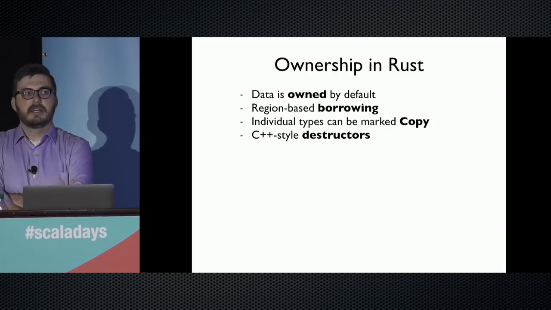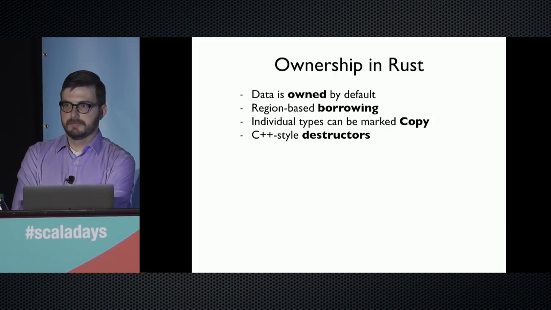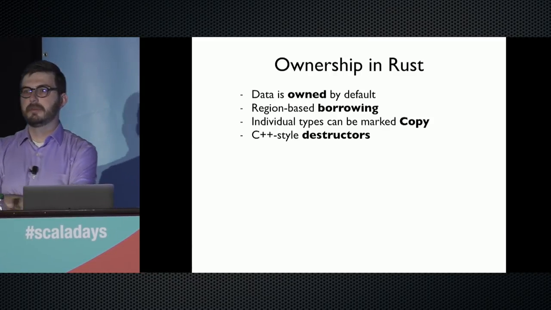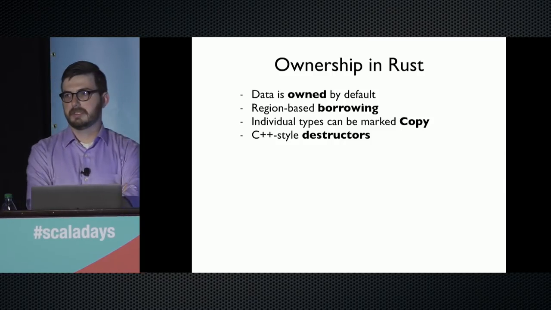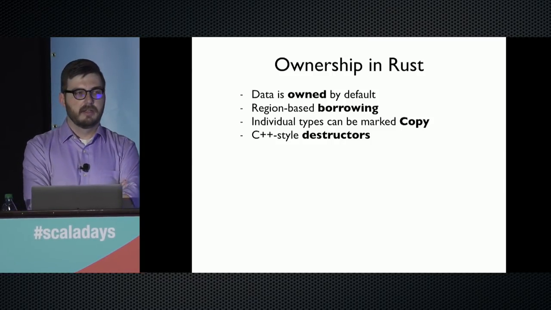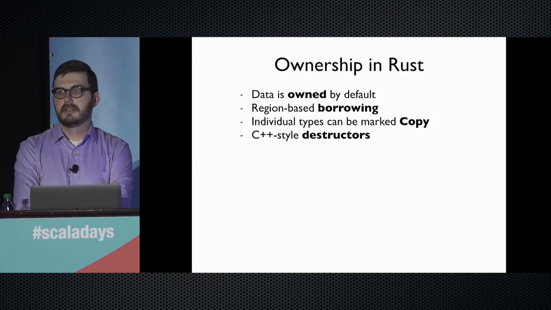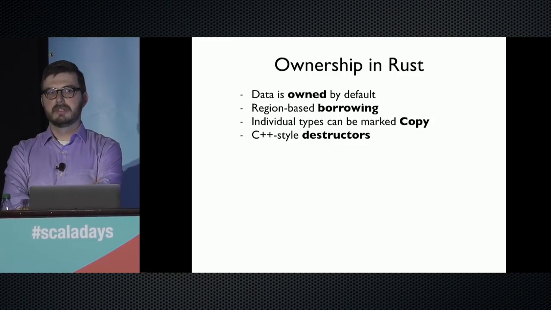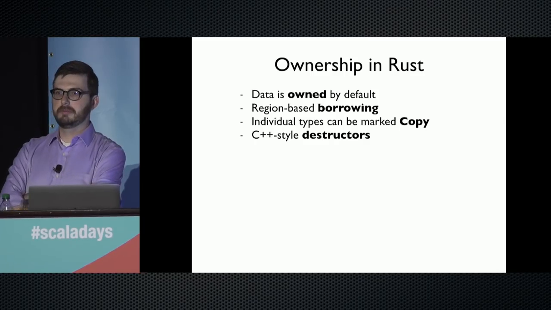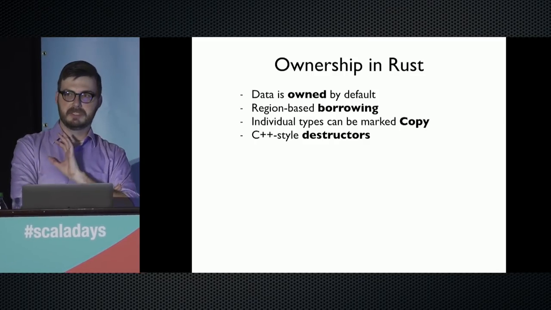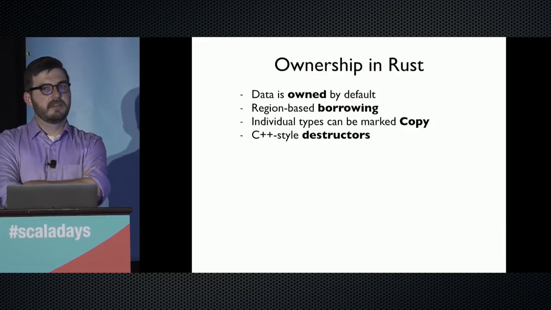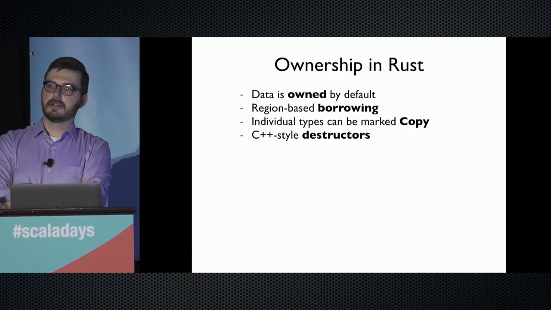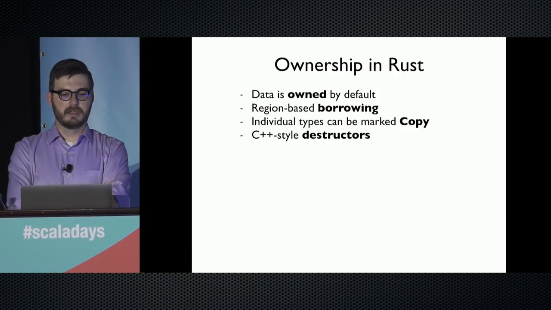So the key new concept in Rust is ownership. And I'm going to walk through exactly what ownership means, but let me give you just a very quick summary. Everything in Rust is owned by default. So if you are talking about a vector, that vector is an owned piece of data. If you pass it around, you're transferring ownership of it. But then there's a way to borrow temporarily ownership of data.